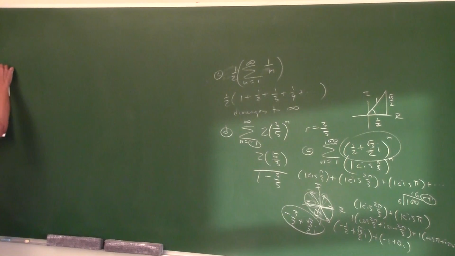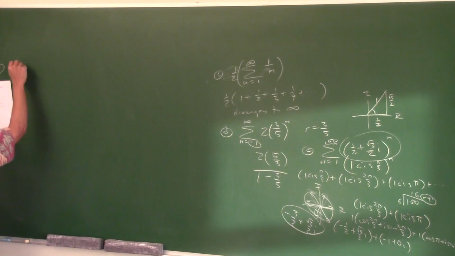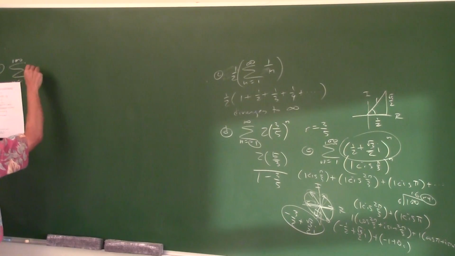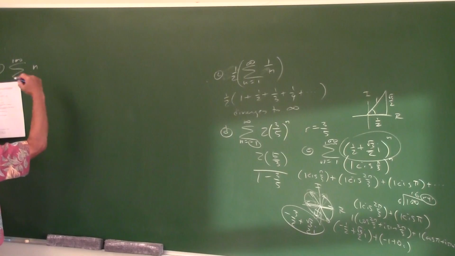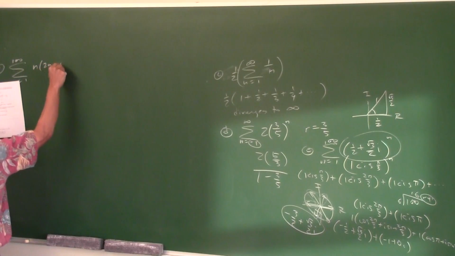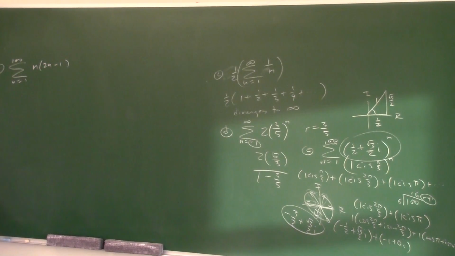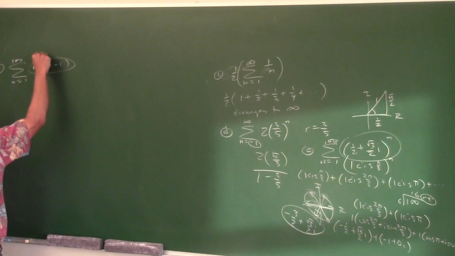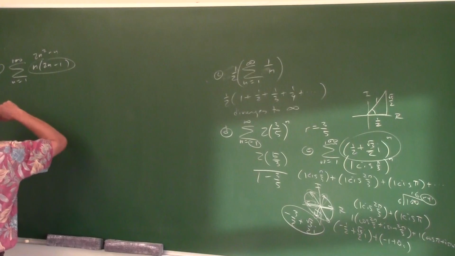Okay, next, F. So this one, we have 100 terms. And then we're going to write the formula. So 1, 2, 3 would be n. 1, 3, 5 is 2n minus 1. There you go. So we've seen this problem before. Multiply that out. So that's 2n squared minus n.